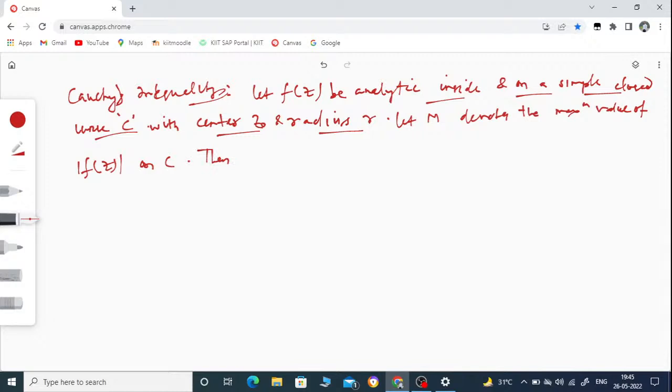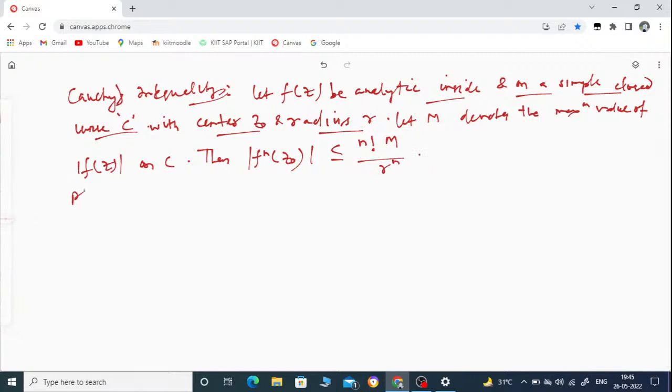Then what is Cauchy's inequality? Then modulus of f^(n)(z0) is less than or equal to n factorial times M divided by r to the power n. Now I will go to its proof.